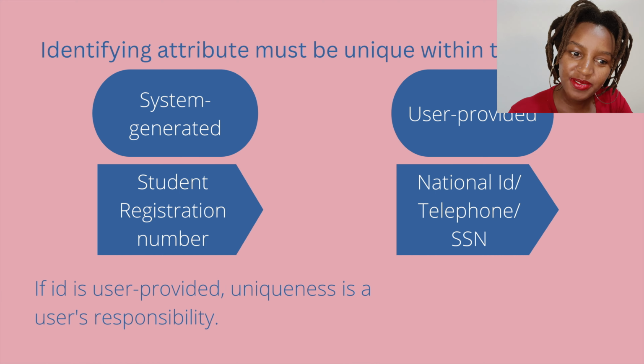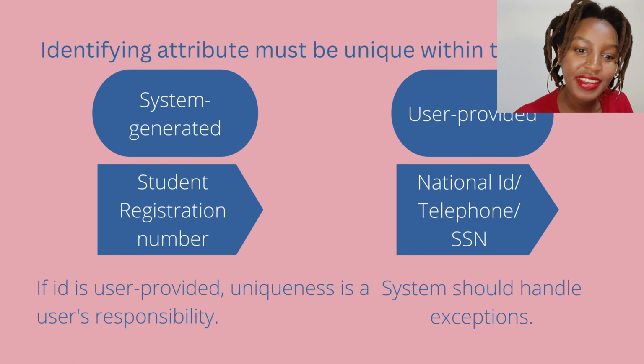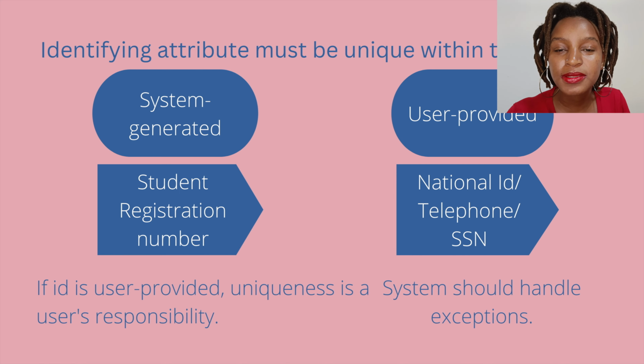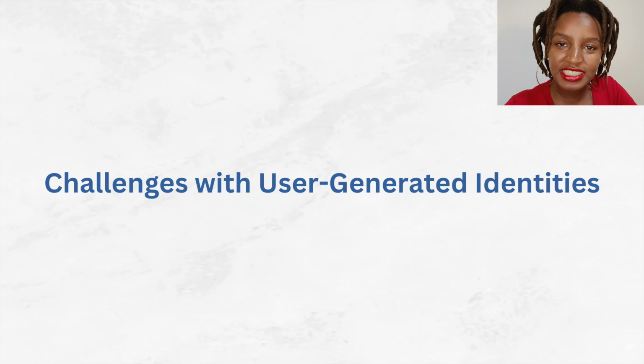If ID is user provided, uniqueness is a user's responsibility. If we're expecting our users to be the ones giving us these identities, then in this case, they need to give us unique ones and it is their responsibility. However, the system should still handle exceptions because we do expect users to make mistakes. And because of that, then we just need to account for that. What are some challenges when dealing with user-generated identities?